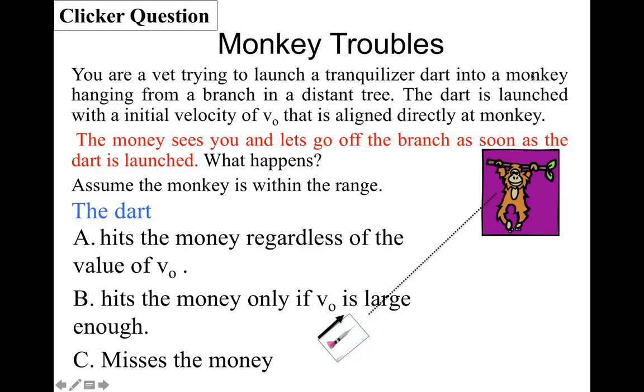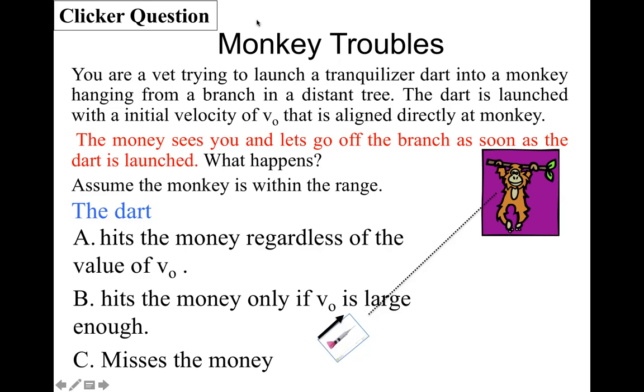So, in this case, the monkey sees you and lets go as soon as the dart is falling. Do you think the dart would hit the monkey? Because the monkey is trying to get away from it, obviously. What would happen in this case? I see a lot of the answers voted for B: it hits the monkey if V0 is large enough. Would anybody be able to talk a little bit about the reasoning for choice B?